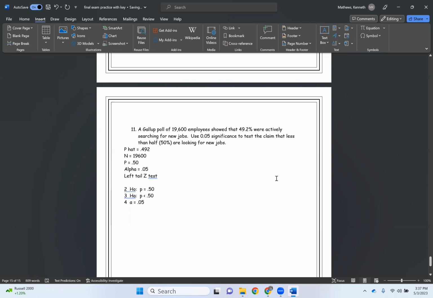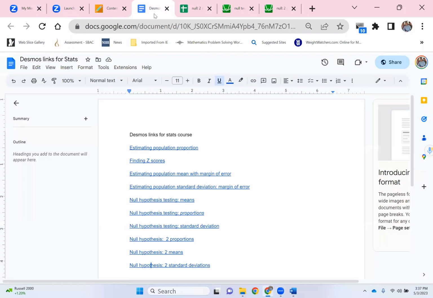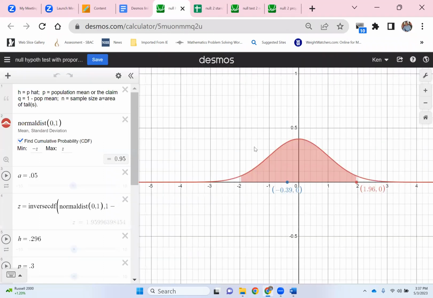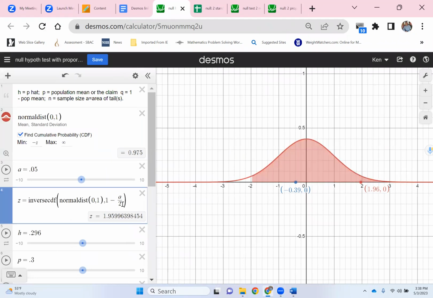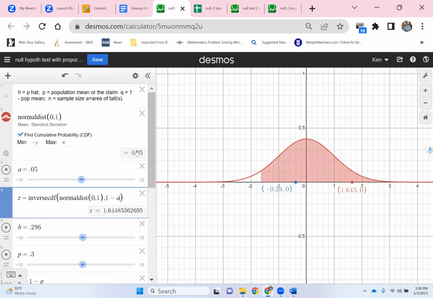All right, so we're testing a proportion, not two proportions, just one. We'll go here. Okay, hypothesis testing with proportions. It's a left tail test, so we're going from negative z to infinity. Alpha is 0.05, so we don't want z over 2. So our area is 0.95, and our z-score is going to be negative 1.64.